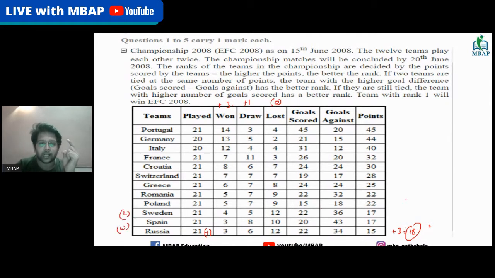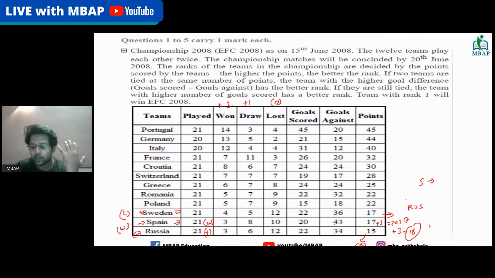If Russia wins the match and Sweden loses the last match, you will say Russia will be above Sweden and Sweden will go out of the tournament. If I say Spain, the last match is left. If Spain wins the last match, it will be above Sweden, 20 will be more than 17, and again Sweden will go out. If Sweden wins the match, Spain loses, and Russia loses, then Russia goes out of the tournament.